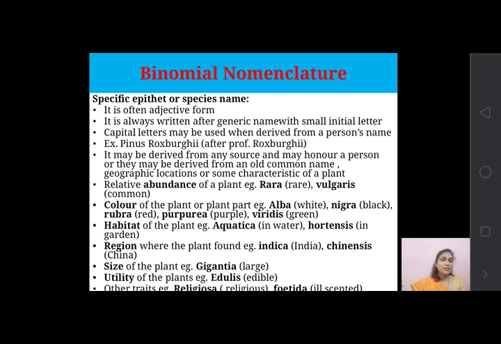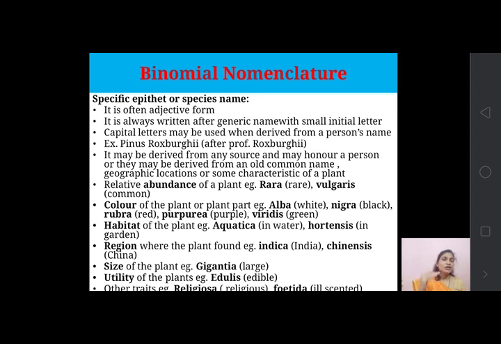Okay, vulgaris means common. So when the species name is vulgaris, then this plant is common, it is commonly found everywhere, that is, its abundance is more. So the name indicates the relative abundance of that plant.